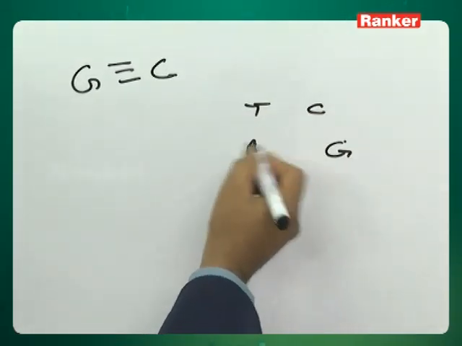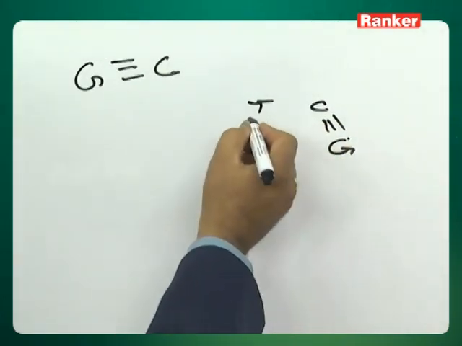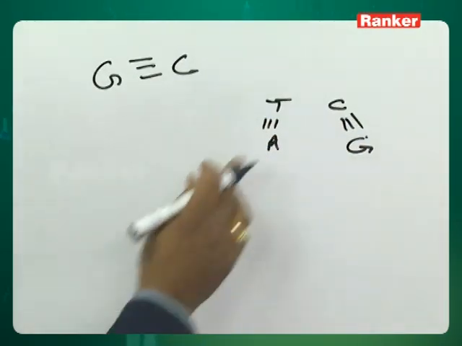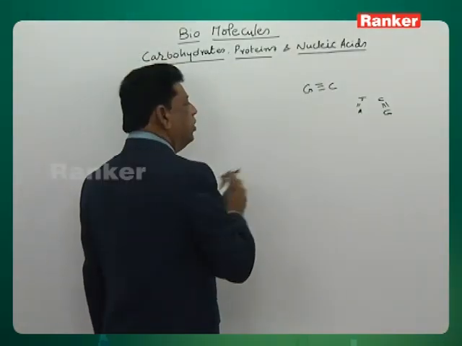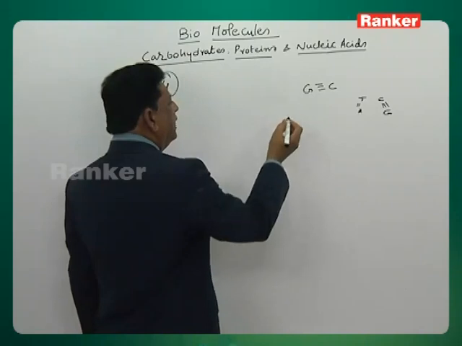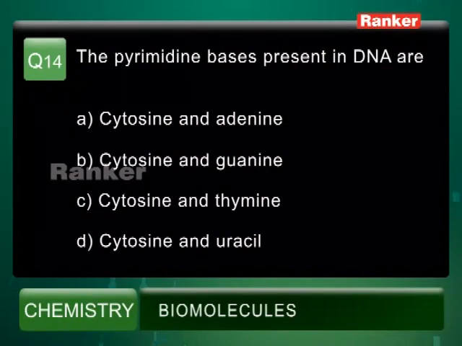There are four units. G and C will pair up, and T and A will pair up with the double bond. This is with the triple bond in the codon formation. And in RNA specifically, the thymine will not be there. Instead of that, uracil will be there.